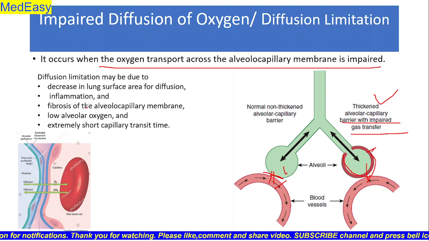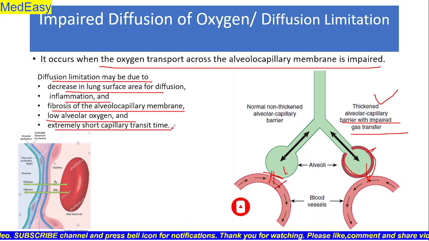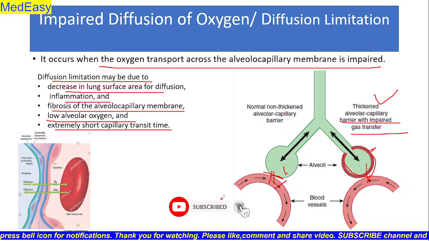So this is seen in a disease called pulmonary fibrosis, okay, and this physiology is called diffusion limitation. That may be due to a decrease in the lung surface area for diffusion, inflammation, fibrosis of the alveolar capillary membrane, low oxygen tension, and an extremely short transit time, okay. So these can lead to your diffusion limitation.